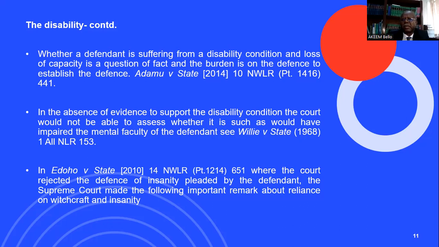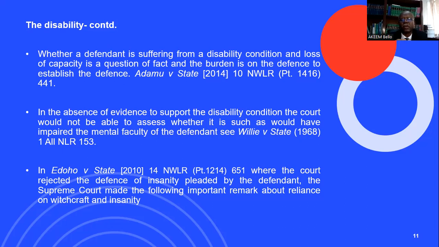So if the defendant is not able to lead any evidence to support the disability condition, then the court will not be able to assess whether the disability condition has impaired the mental faculty of the defendant. So it's important for the defendant, number one, to lead evidence to establish the disability condition, and then to also show that that disability condition has resulted in loss of capacity.